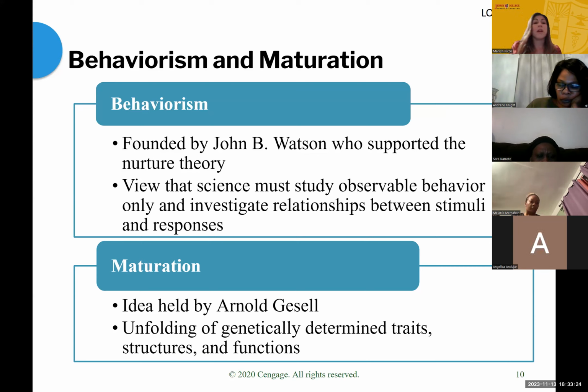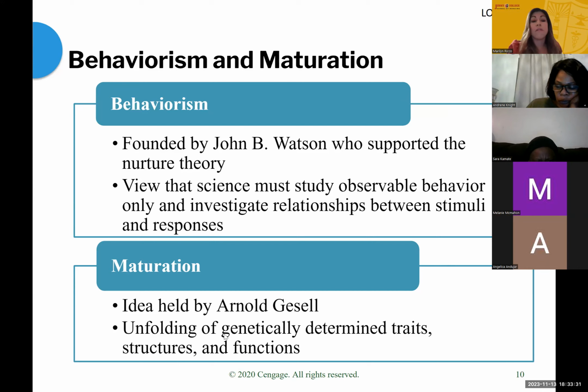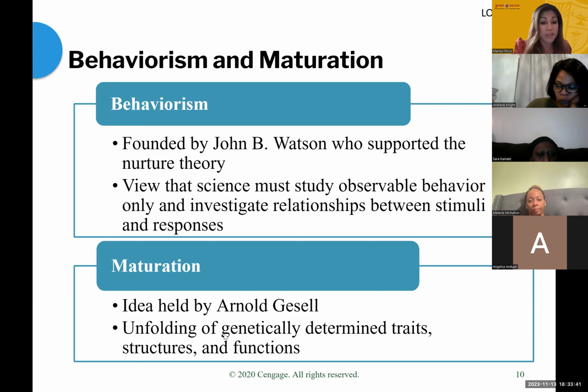That's what he said. And then maturation, it was the idea held by Arnold Gesell, and it's the unfolding of genetically determined traits. Children are genetically formed to want to learn. They come into this world and they start doing stuff. They crawl on their own. They start doing these things on their own. And if we don't influence them, they will learn how to do a lot of things on their own. But then we need to help them, guide them the rest of the way.